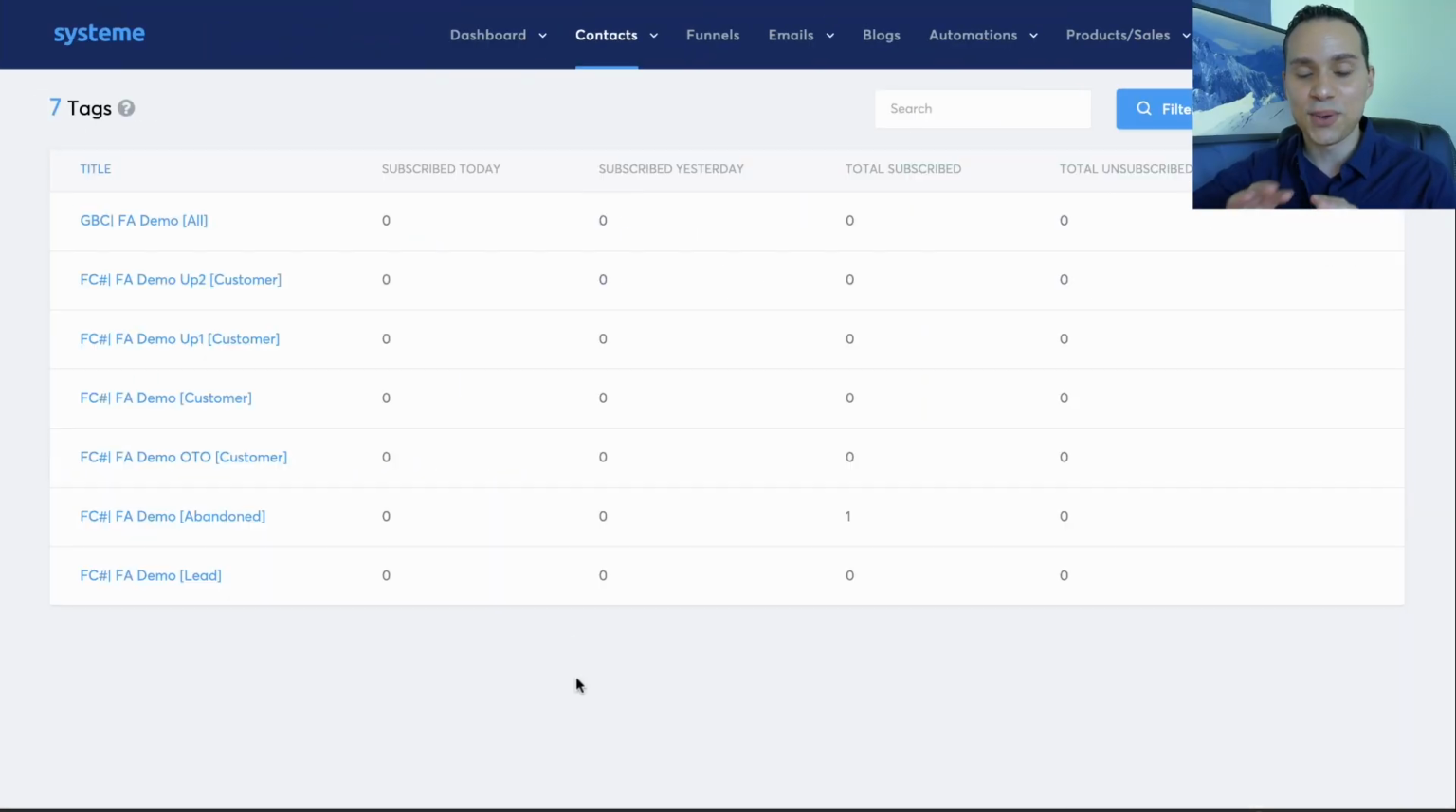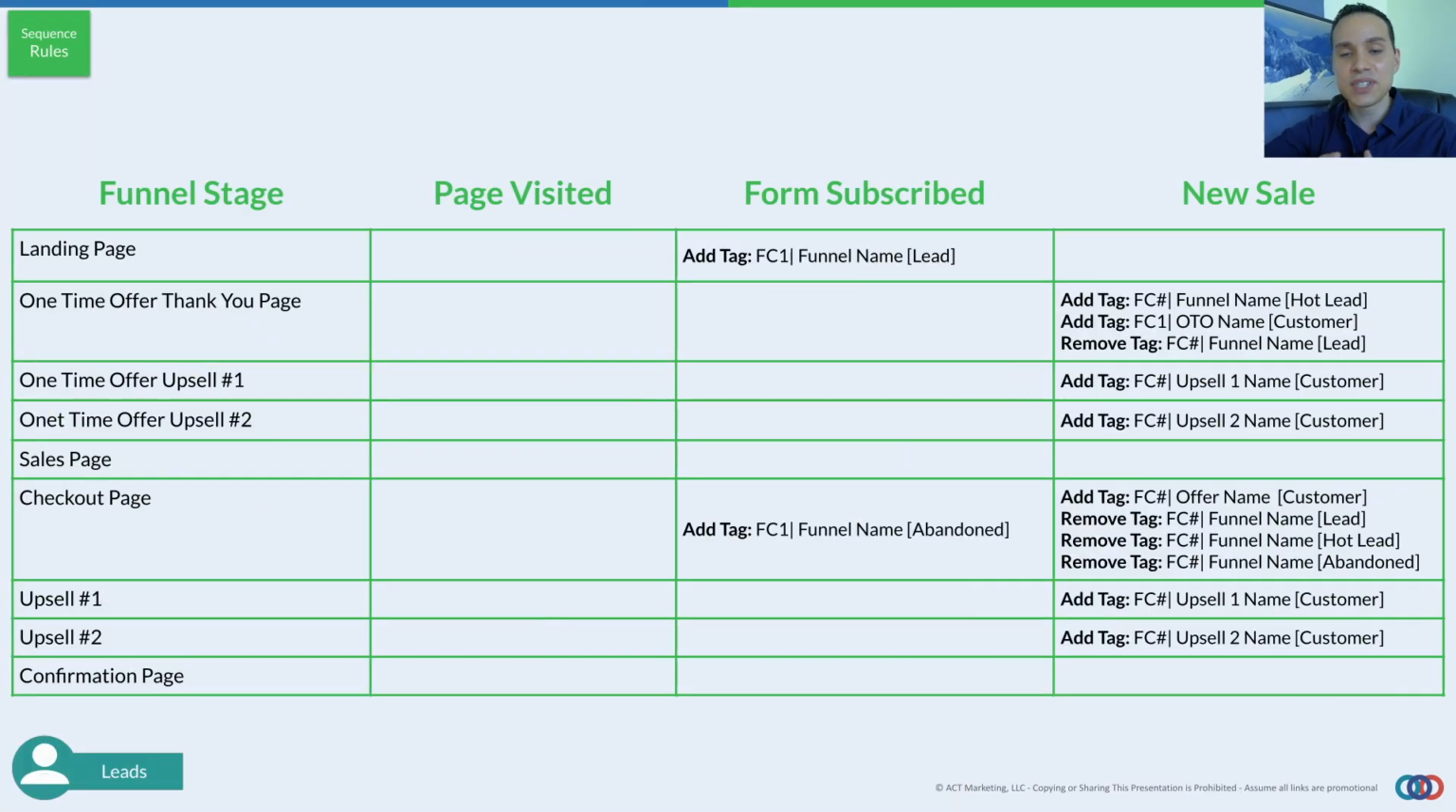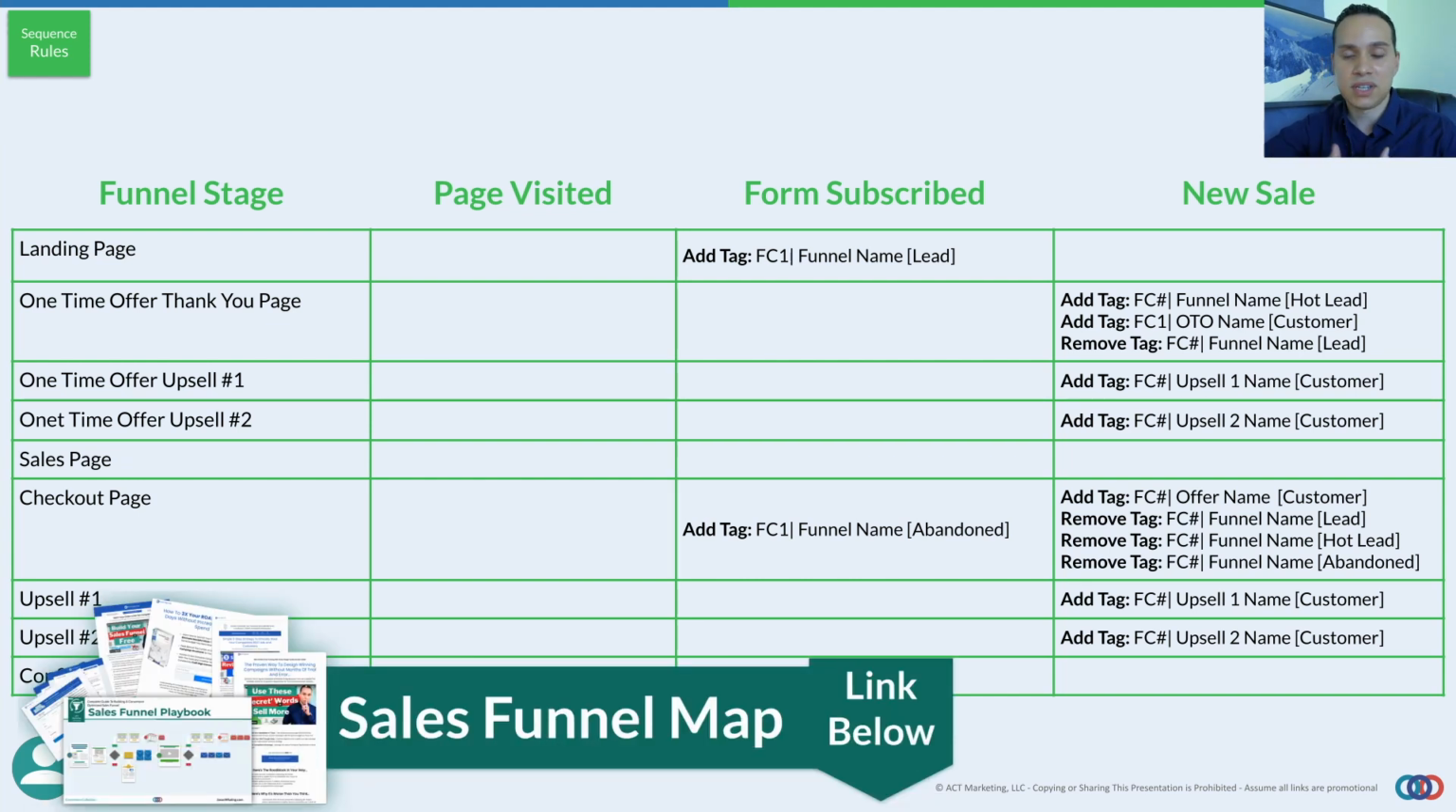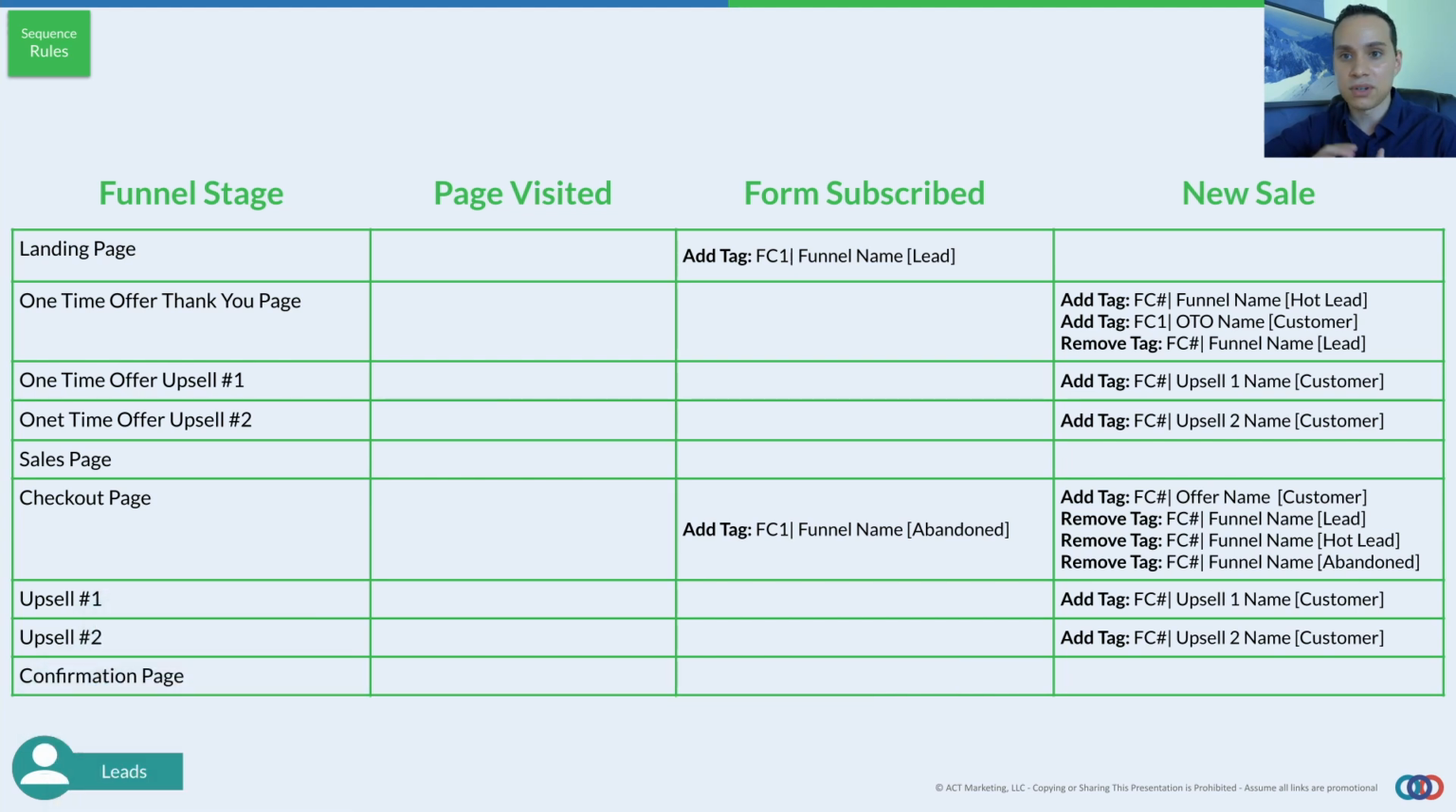So before we get into all the tags you're looking at here, here's a quick diagram of the tags I recommend setting up and how they should be triggered across your funnel. So I'll link up in the description, of course, to our sales funnel playbook that has all of these clearly laid out for you, so you don't have to worry about memorizing them right now. But this is the structure that we're going to use for all of our tags.